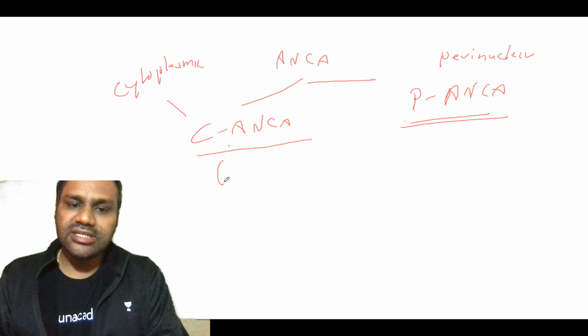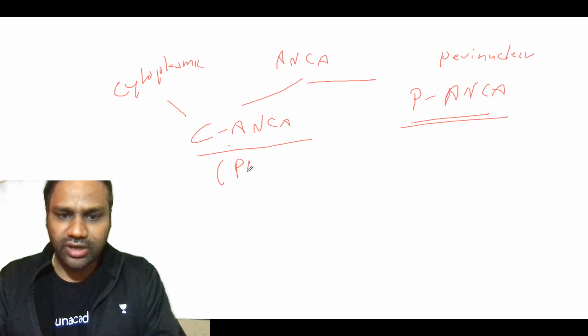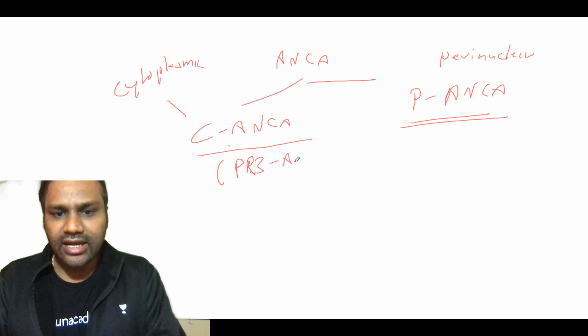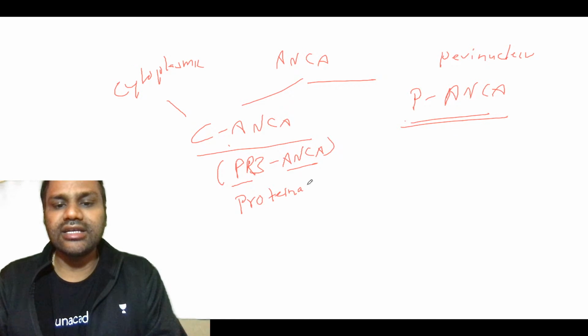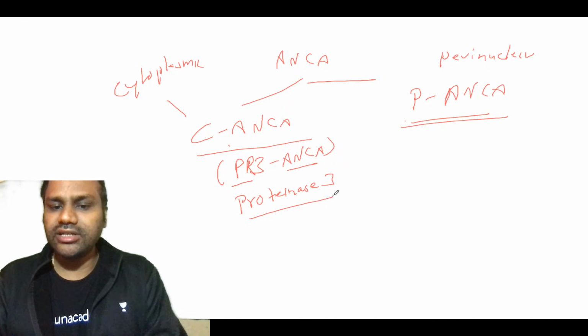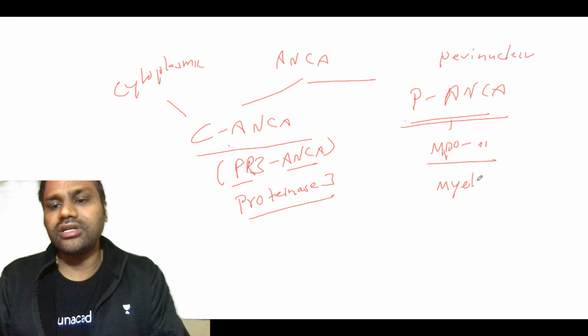Now C-ANCA is the antibody directed against proteinase 3, so we also call it PR3-ANCA. P-ANCA is also called MPO-ANCA, because it is directed against myeloperoxidase.